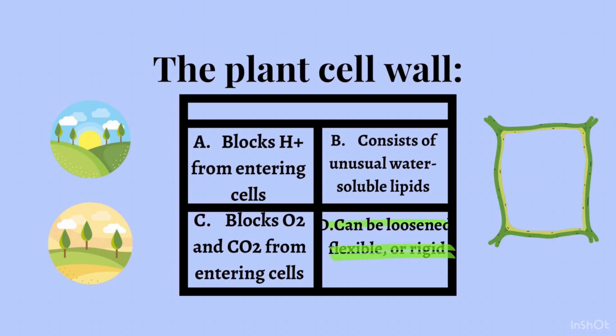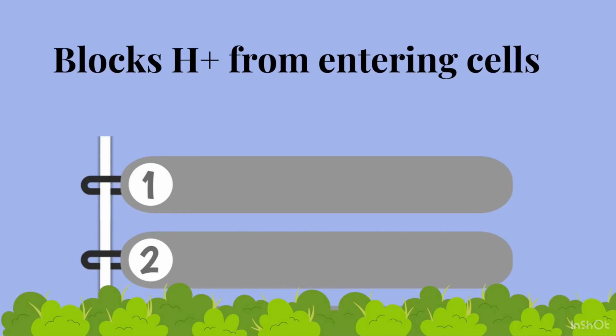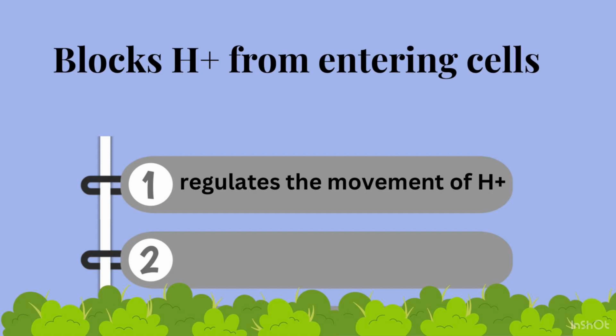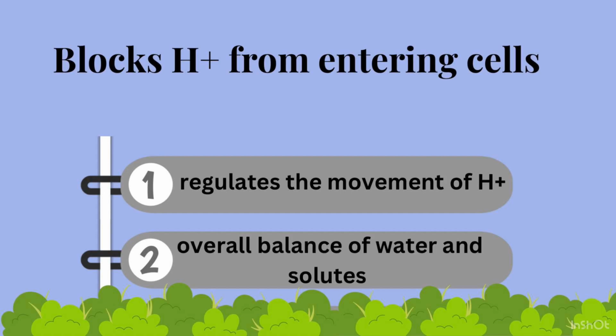So let's look at why these other options are wrong. Let's look at A, blocks H plus from entering cells. Why is this wrong? Well, for starters, it's because H plus doesn't actually get blocked from entering the plant cell wall. The cell wall doesn't block H plus from entering, it actually regulates the movement of ions like H plus into and out of the cell, which is important for maintaining the plant's overall balance of water and solutes. So because of this, A would be wrong.